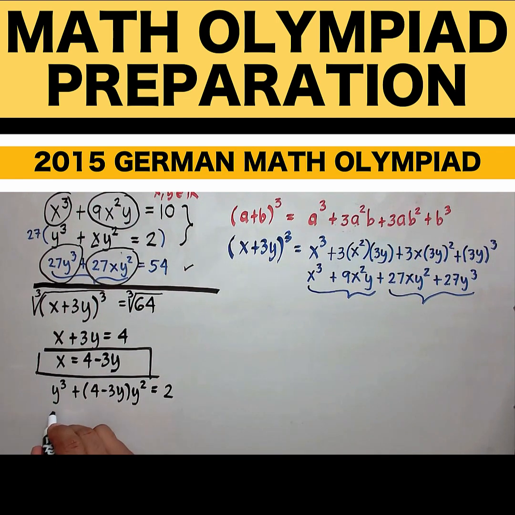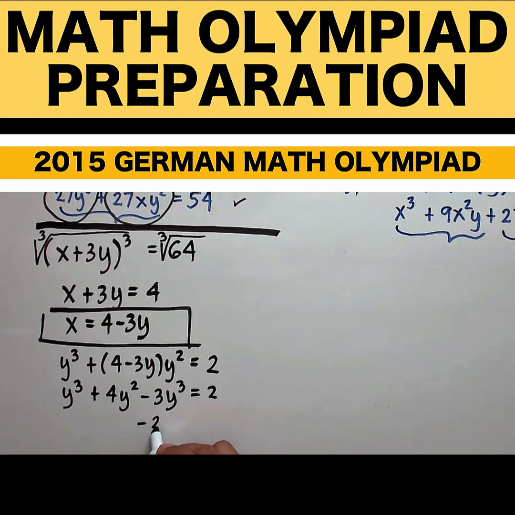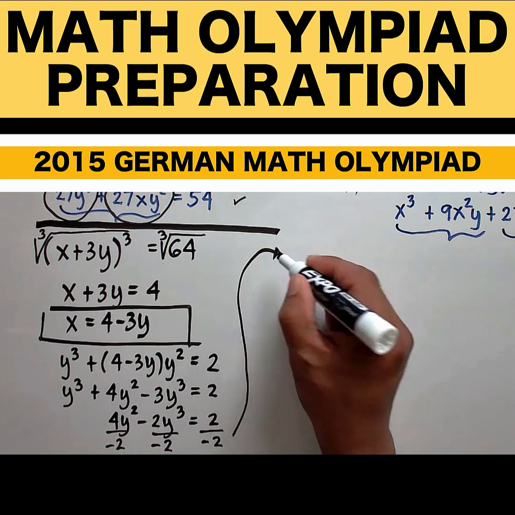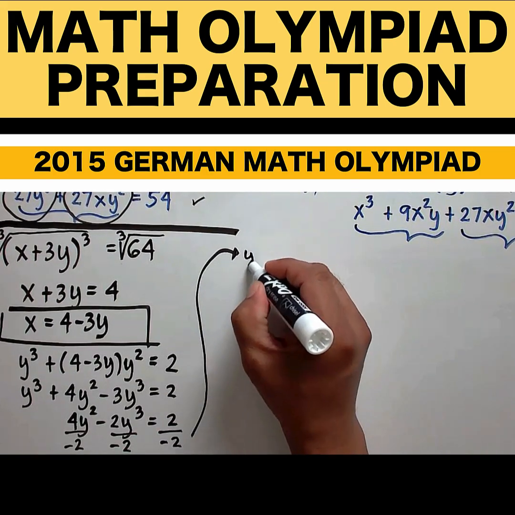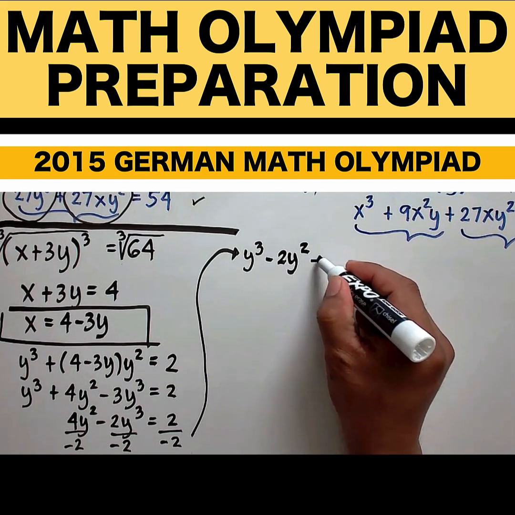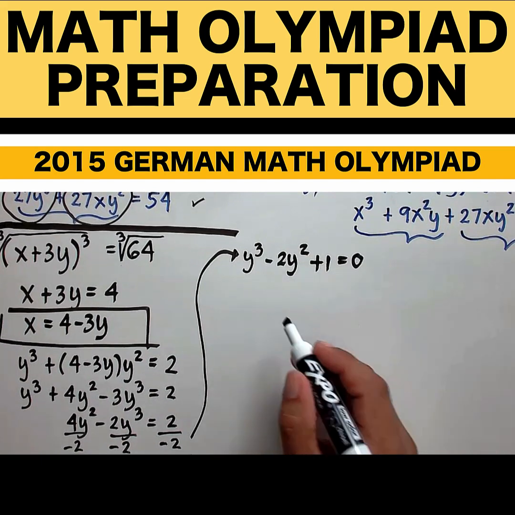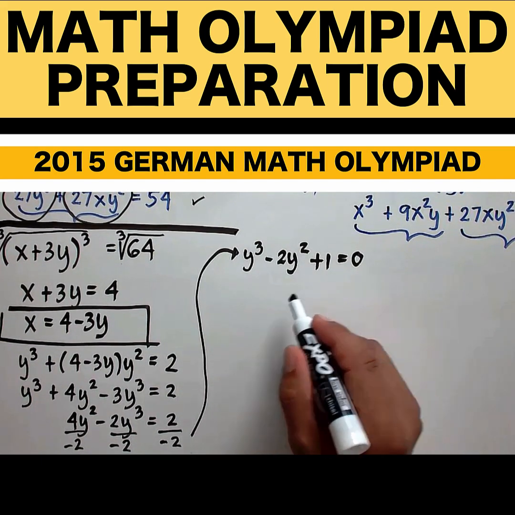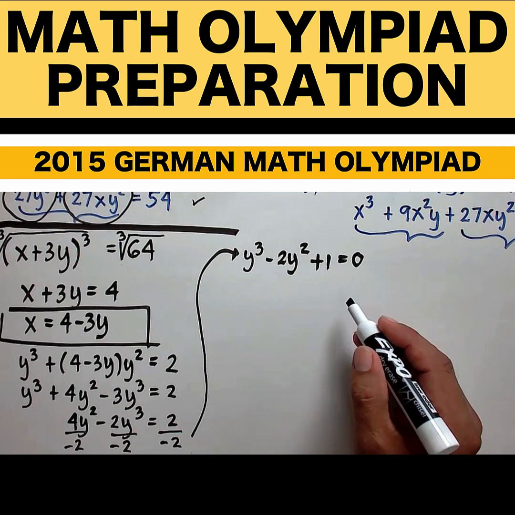And simplifying, we have y cubed plus 4y squared minus 3y cubed equals 2. Y cubed minus 3y cubed is negative 2y cubed. We copy the 4y squared, that is equal to positive 2. And we can solve for y cubed by dividing this by negative 2. And so we now have this part here is positive y cubed minus 2y squared. This is negative 1. When it is transferred to the left, it becomes positive 1 equals 0. This is a cubic equation, and we can solve for the value of y here using synthetic division.